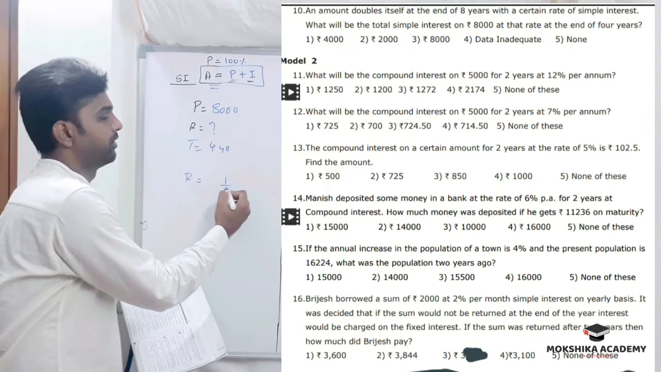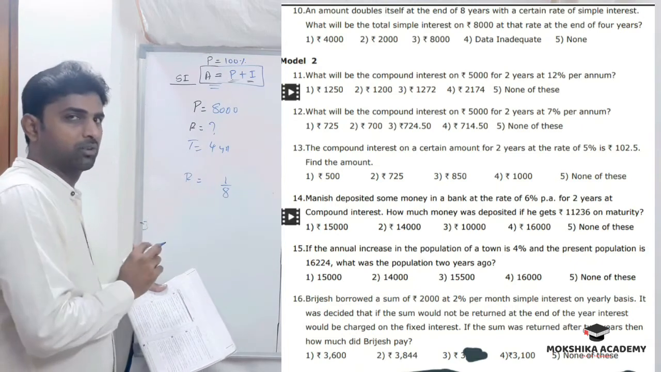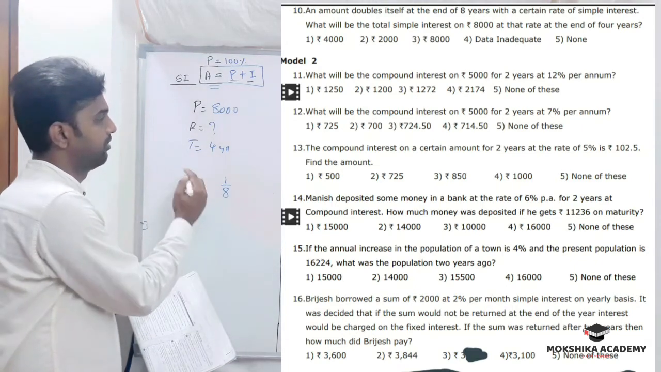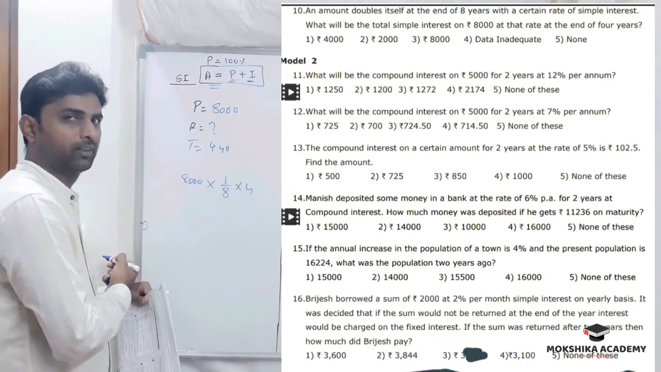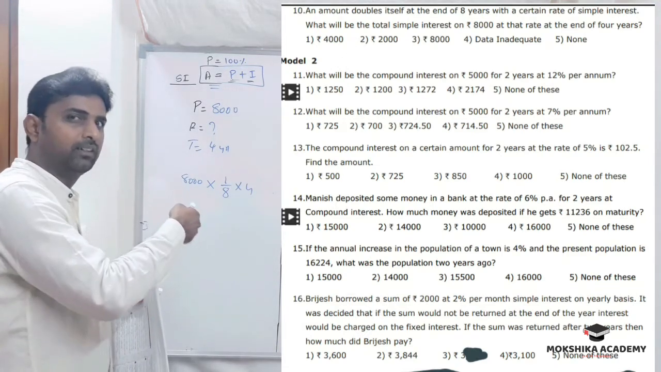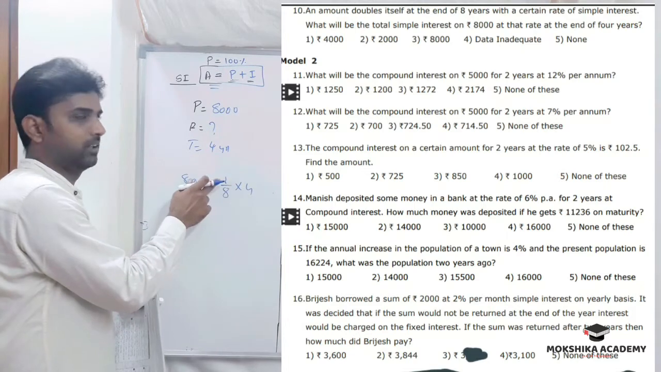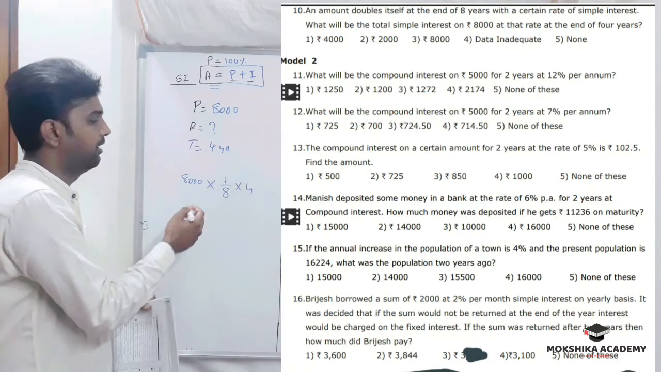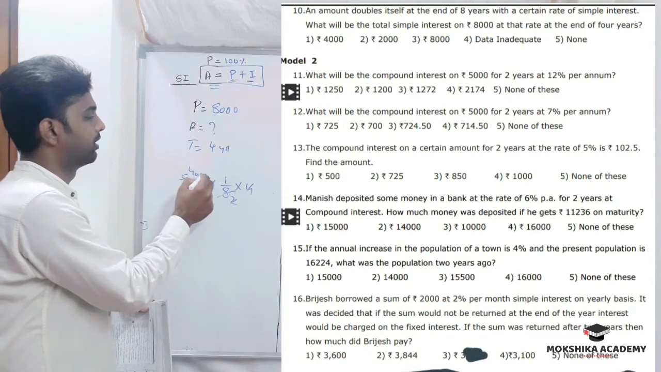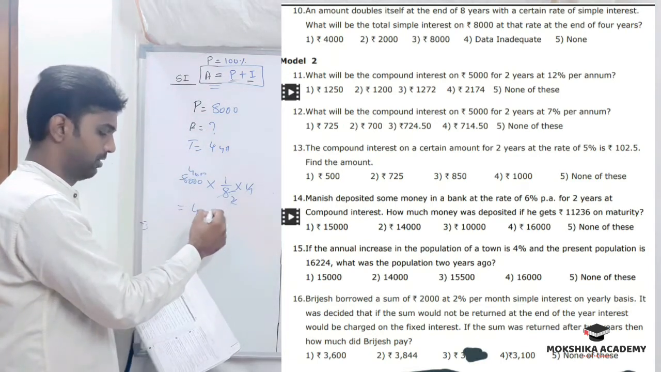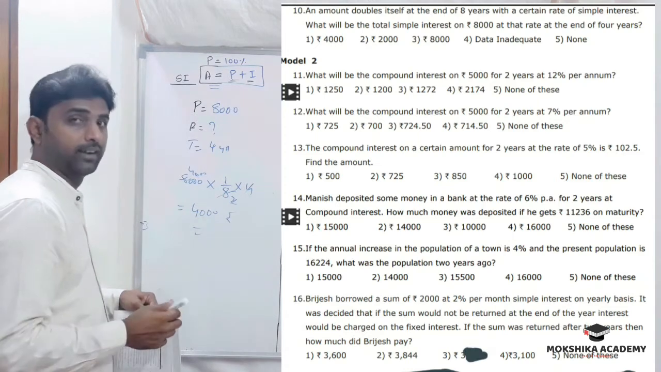It is 1 by 8. On 8 years, 1 by 8, and then what will happen? Directly you calculate. So 8,000 into 1 by 8 for 4 years, 4 by 8 or 1 by 8. In 4 years it will double. So that way also you can do. 4 2s are 8, so 4,000 is the right answer.